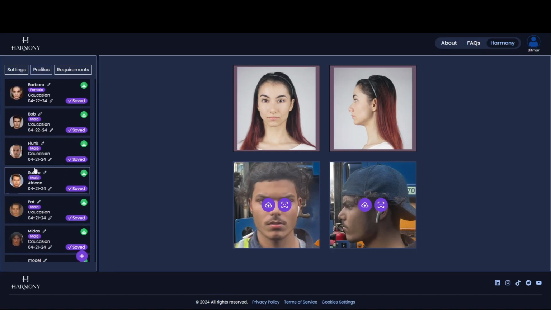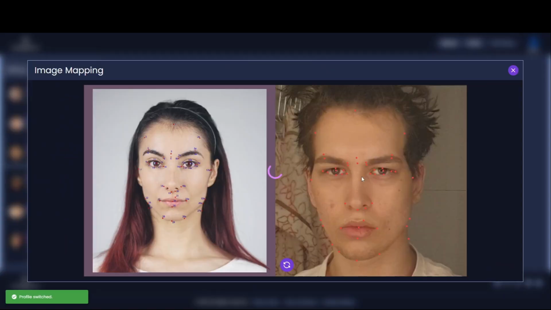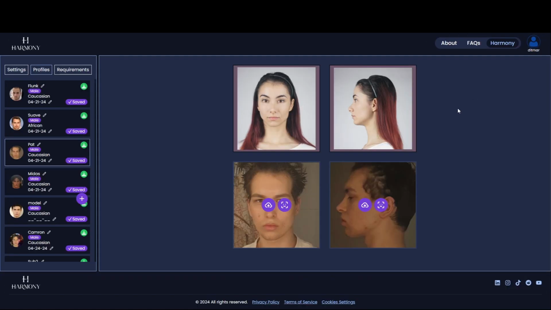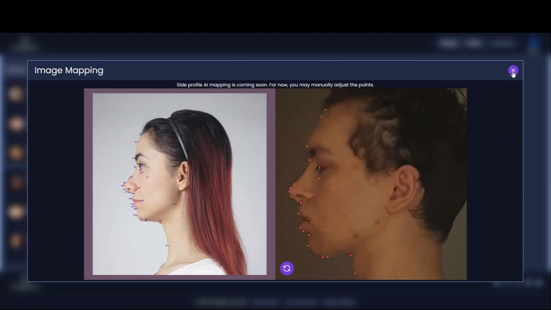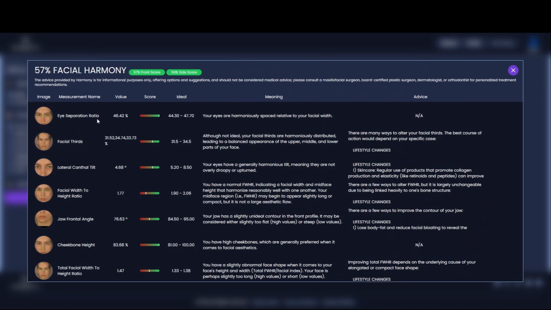Okay, the final fellow we'll analyze is this guy. Now, I've gone ahead and mapped his landmarks as well, and you can see them here. And his harmony score comes out to 57%. So I'll let you know if there are any issues here in terms of bugs or inaccuracies with the numbers, but it looks pretty accurate thus far.